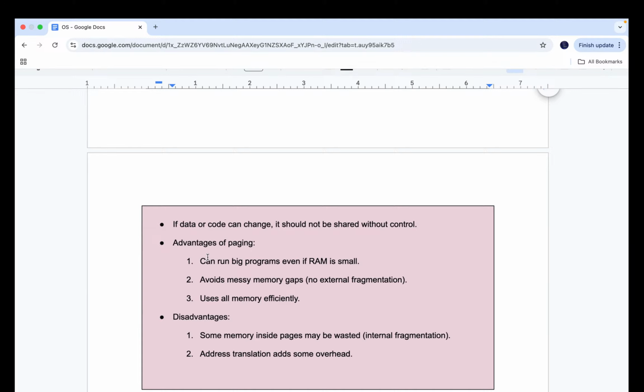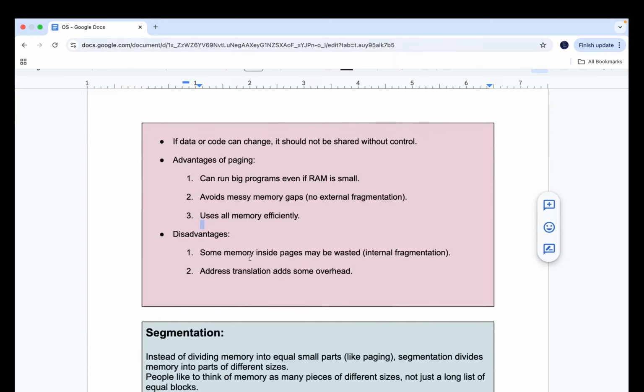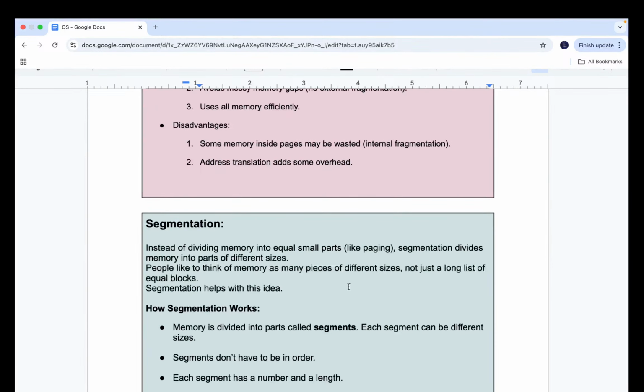Advantages of paging: can run big programs even if RAM is small, avoids messy memory gaps, uses all memory efficiently. Disadvantages: some memory inside pages may be wasted, and address translation adds some overhead.